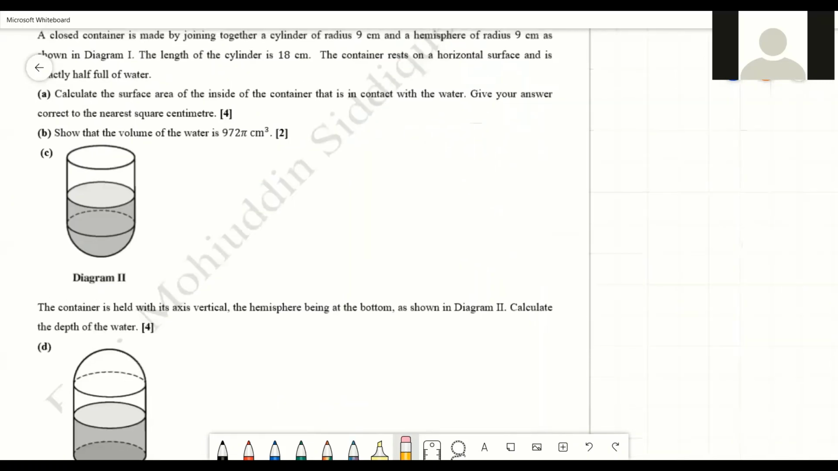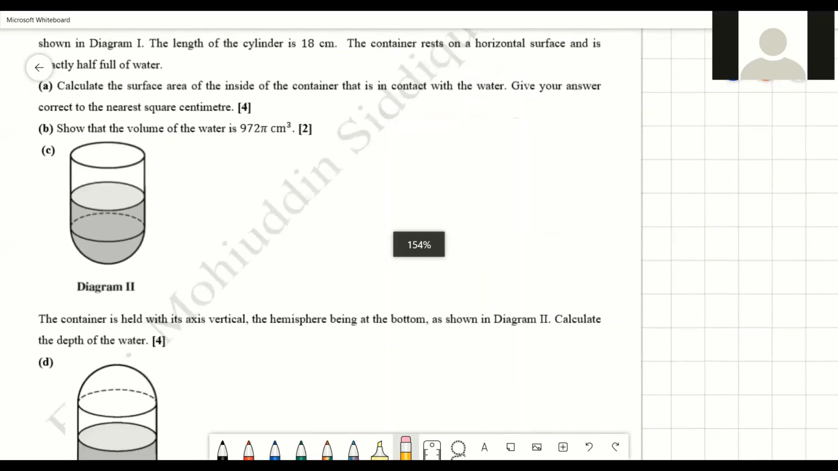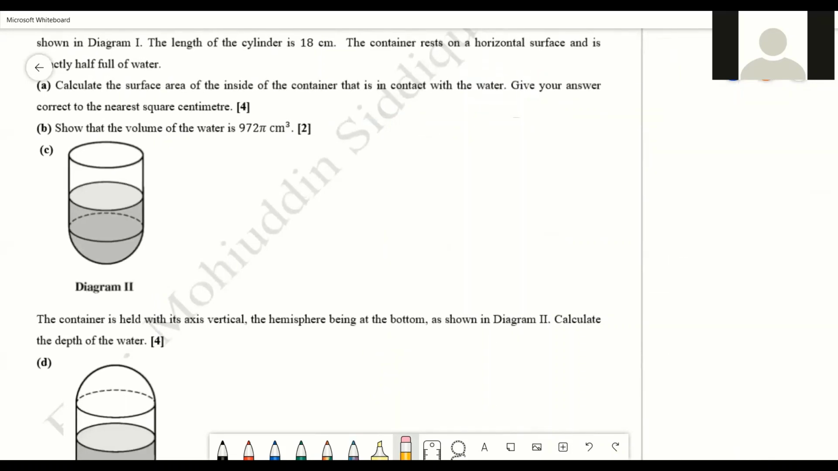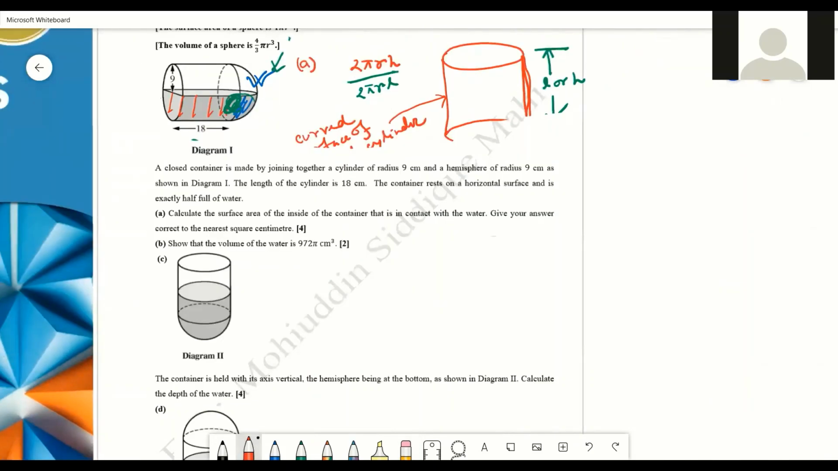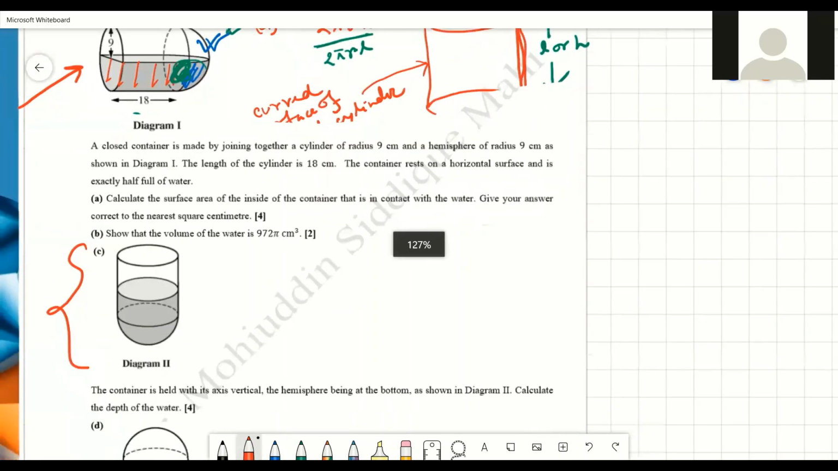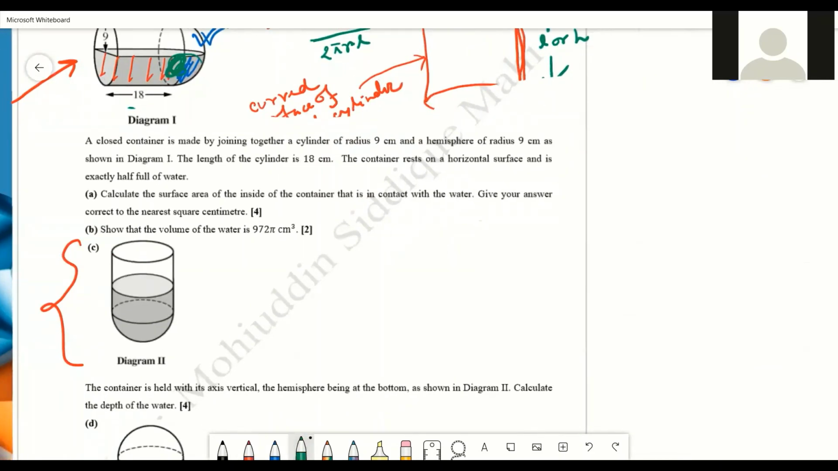Now here, the container is held with the axis vertical, the hemisphere being at the bottom, as shown in diagram 2. Calculate the depth of the water. Initially the container was like this, but now we are keeping the container in this way. So now we have to find the depth of the water. The depth of the water means we need to find this value.